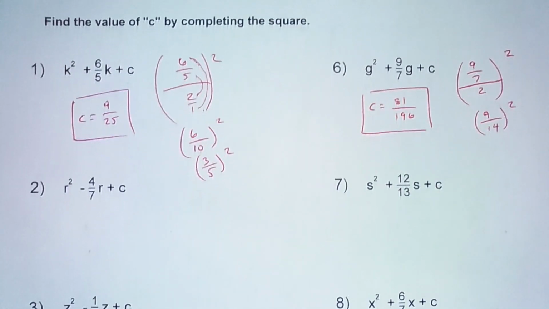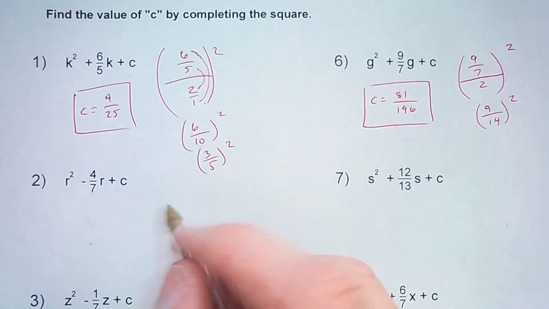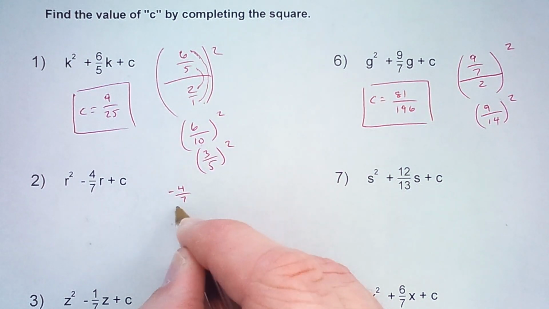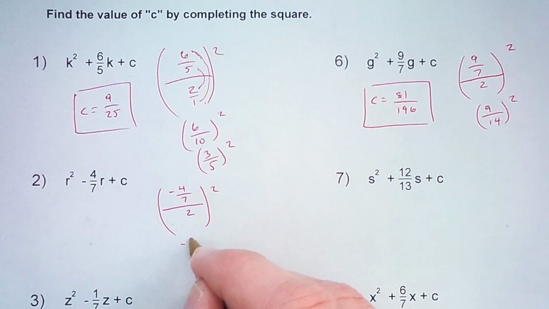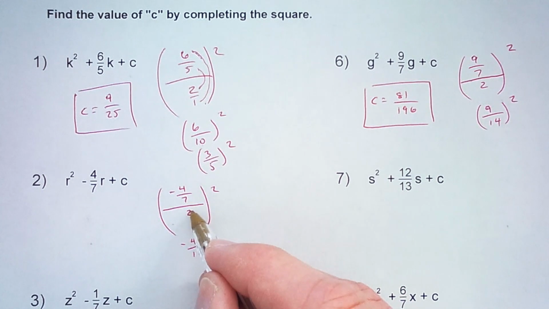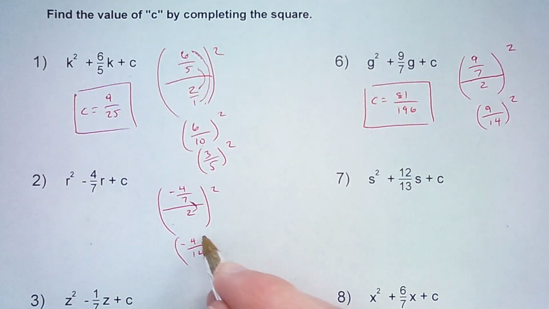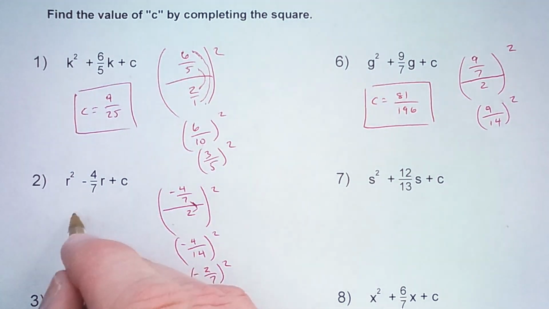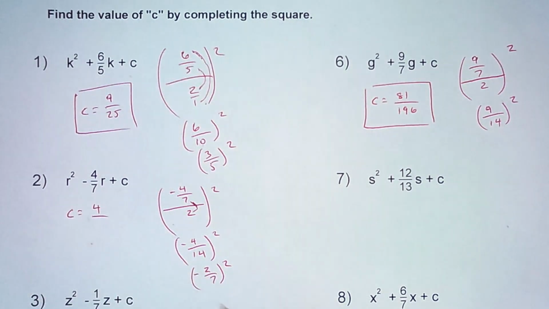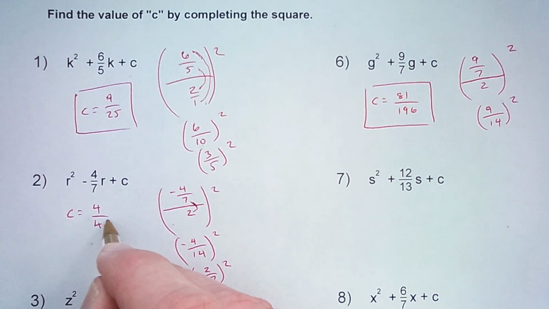We'll do a couple more here. So we've got -4/7 for b. So -4/7 divided by 2 squared. So that's -4/14. So we just multiply these, double that denominator, squared. Now this one can be simplified, so let's do that. So we have negative, and then 2 goes into both of these, 2/7 squared. So now we'll square the numerator and the denominator. -2 squared is 4, and 7 squared is 49.